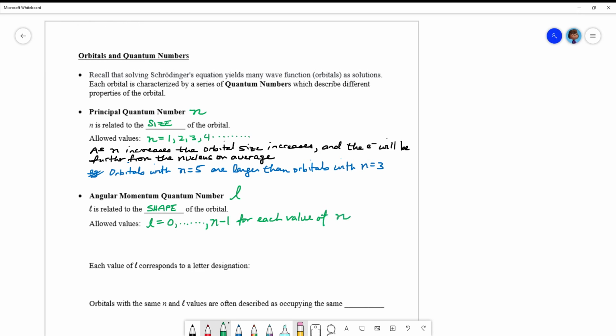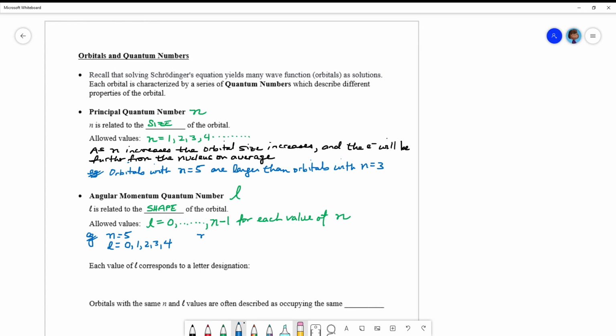So, for example, let's illustrate that here. If we have n equals 5 orbitals, well, the allowed values of L would be, we'd start off at 0, then 1, then 2, then 3. We would stop at 4 because 4 is n minus 1. 5 minus 1 is equal to 4. And so the allowed values of L for n equals 5 are 0, 1, 2, 3, and 4.